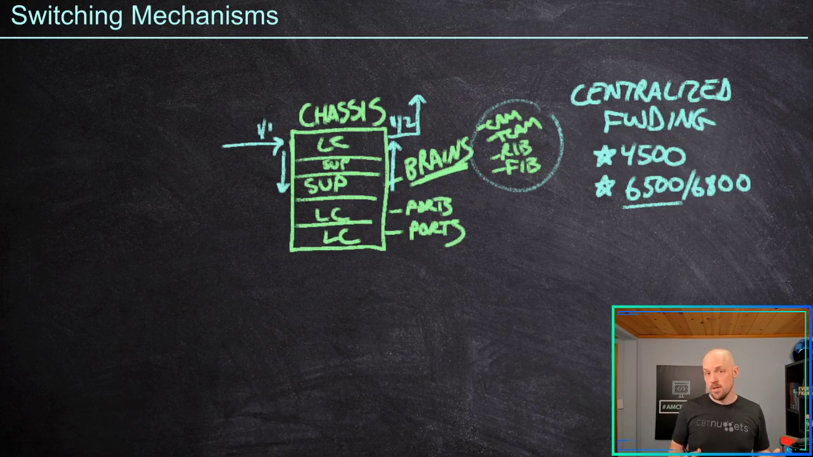Well, the reason why K-12s and small companies could afford a 65, oh, whatever, 6513s, some of these, 6509s, was there a 6507? Either way, 6807. But the reason they could afford them was because they were buying centralized line cards. They were buying line cards that didn't have TCAM space. They were buying line cards that didn't have the RIBs and the FIBs locally stored.